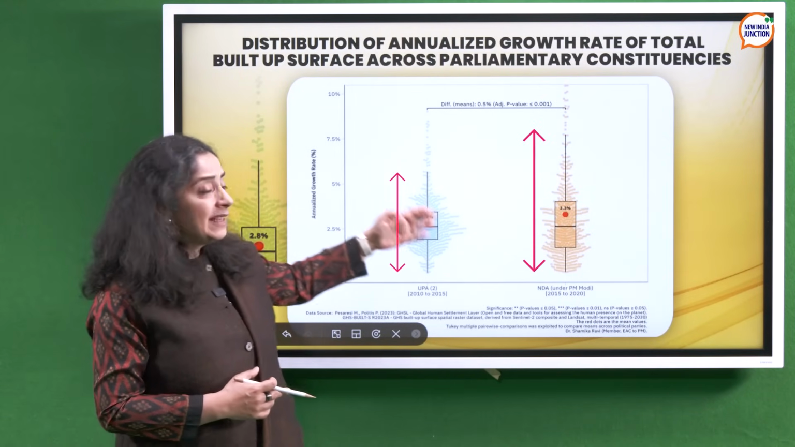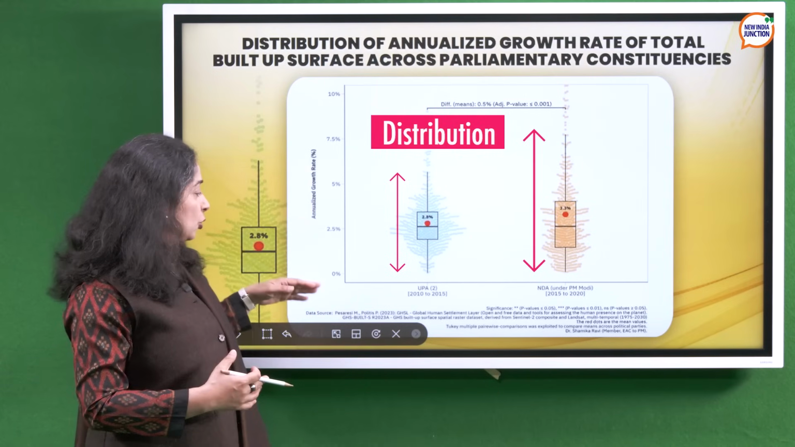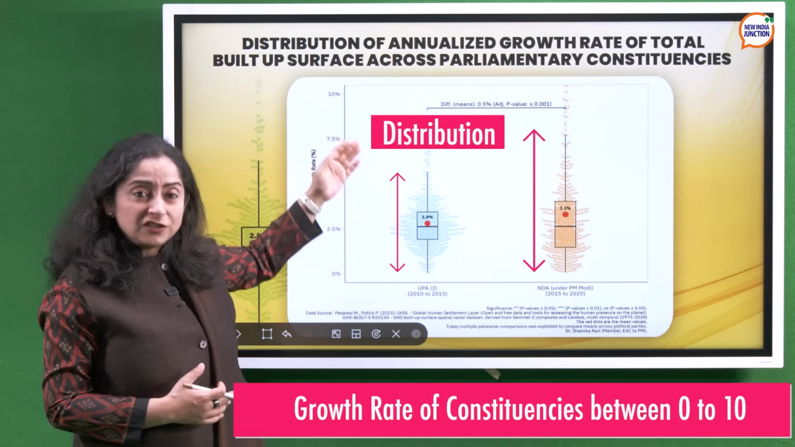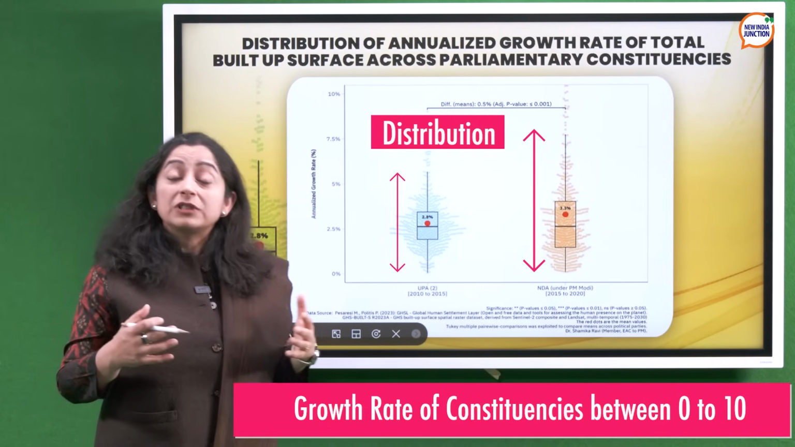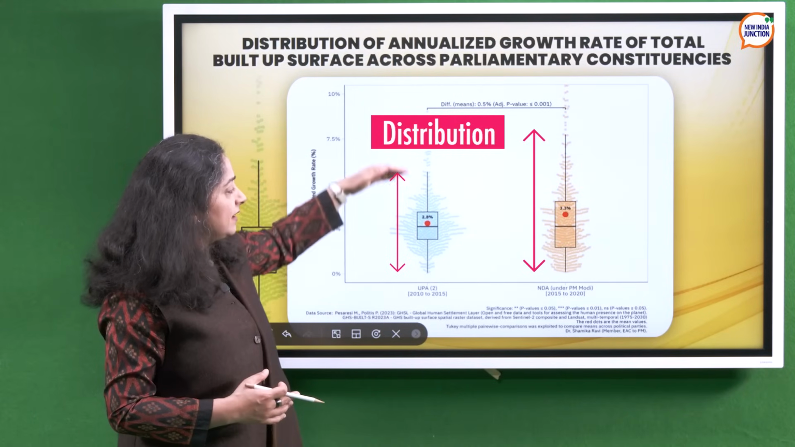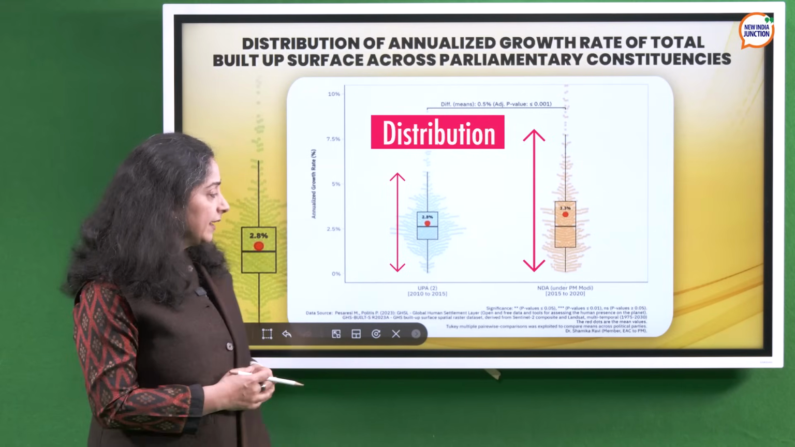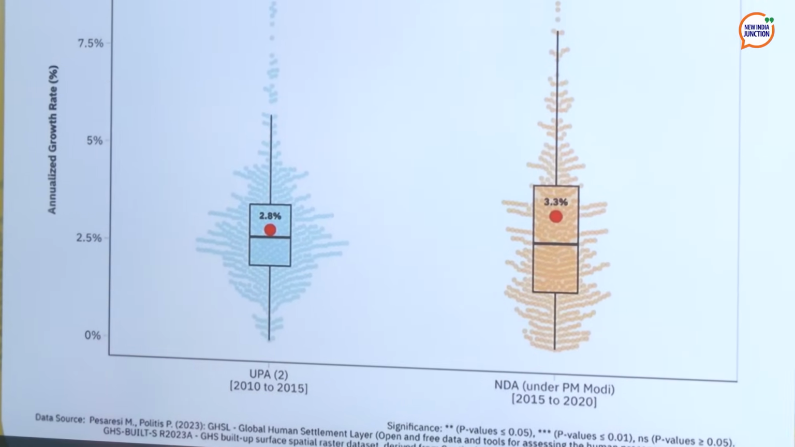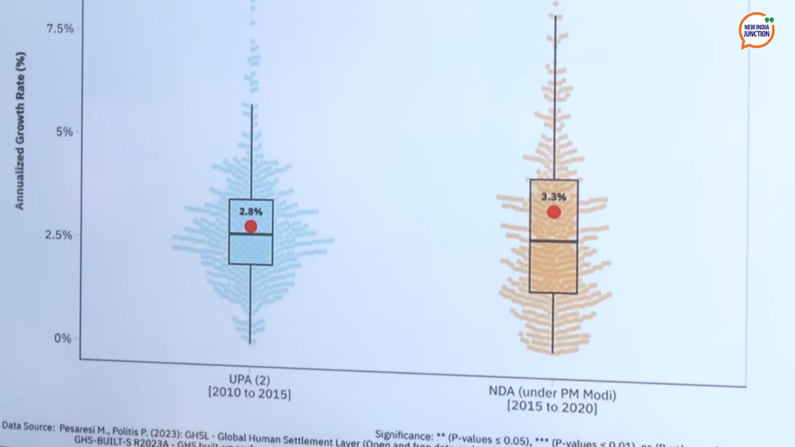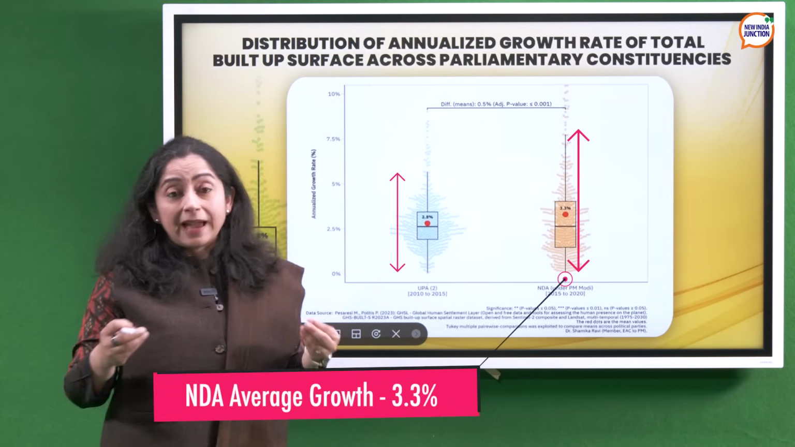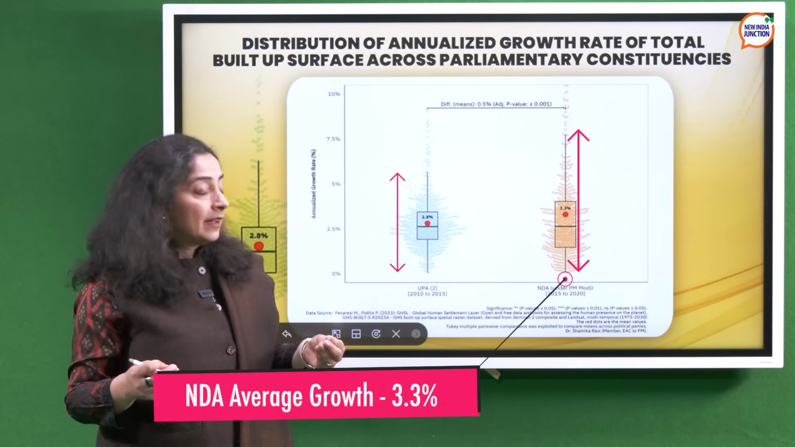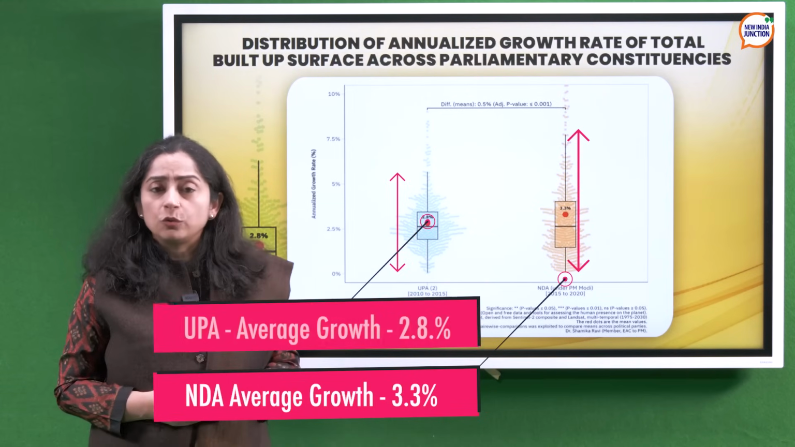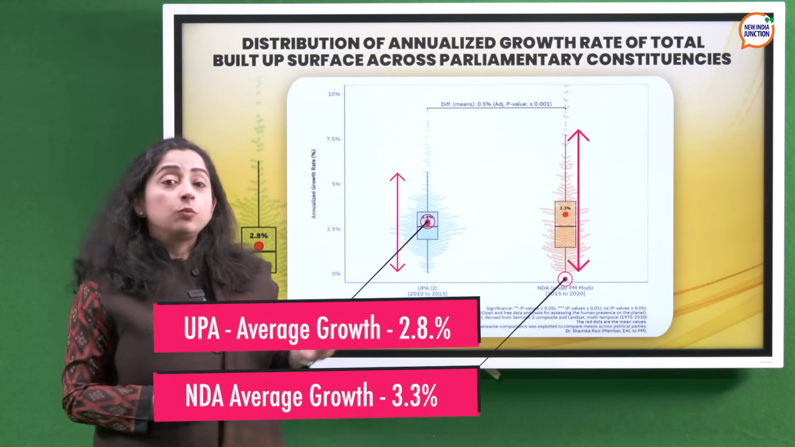Now, this is a distribution which is telling you that the growth rates have been distributed from 0 to around 10% annualized in some constituencies in the country. But this entire distribution looks like this over time, and you can see that under the NDA epoch, which is from 2015 to 20, you have had 3.3%, which is the mean growth across parliamentary constituencies, while in the 5 years before that, the average growth over the parliamentary constituencies was around 2.8%.